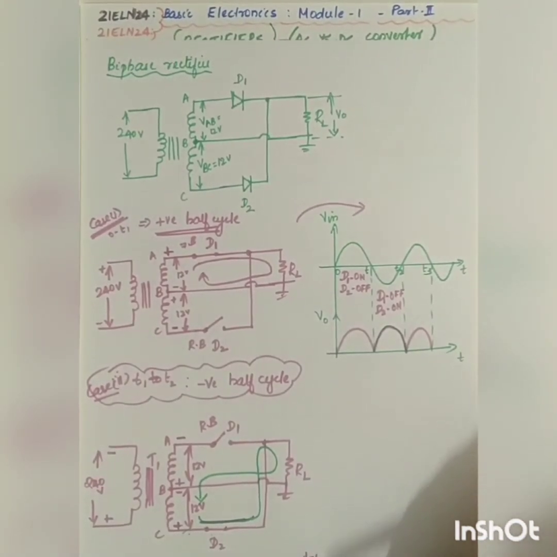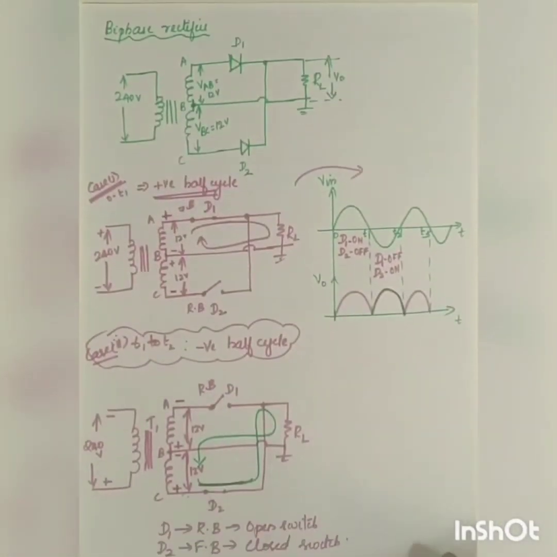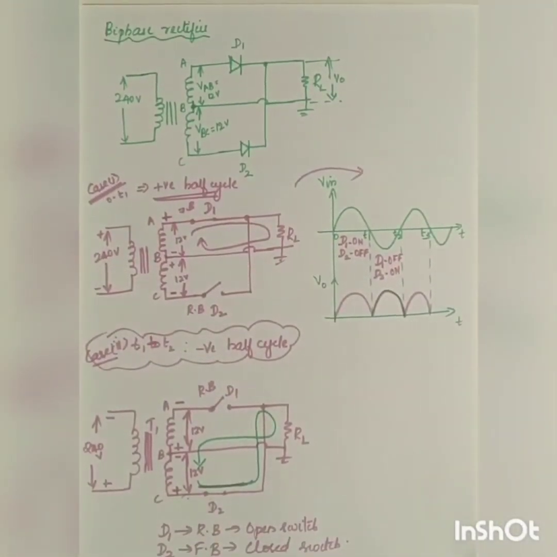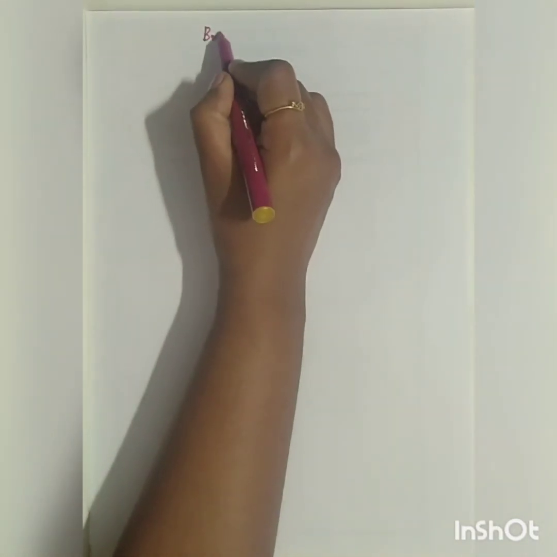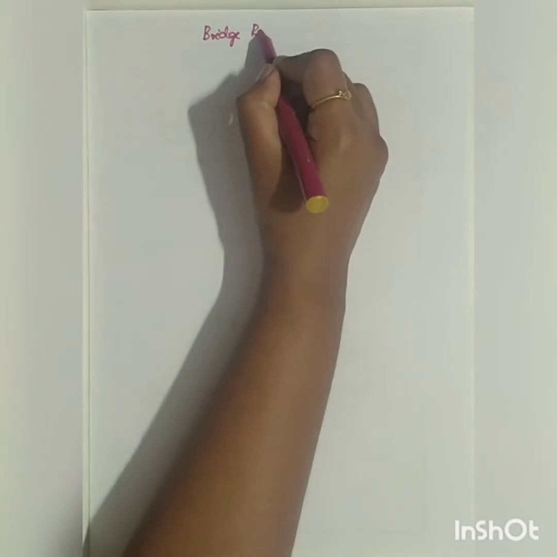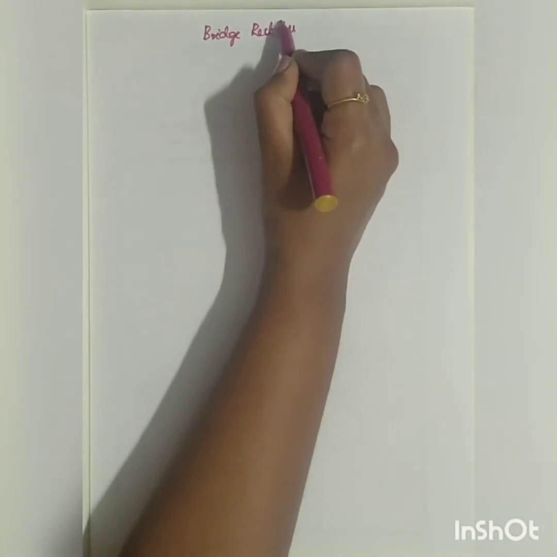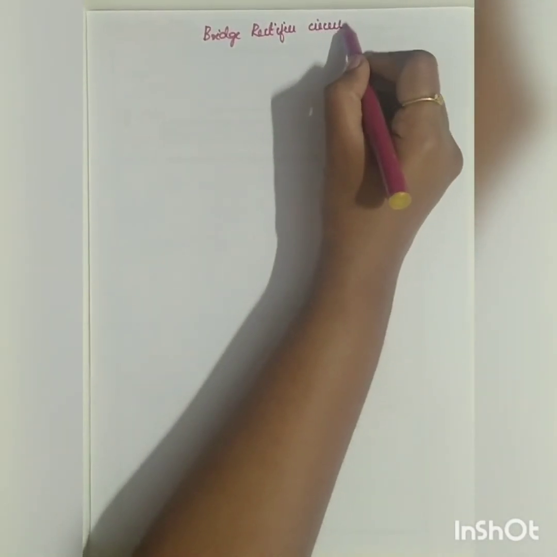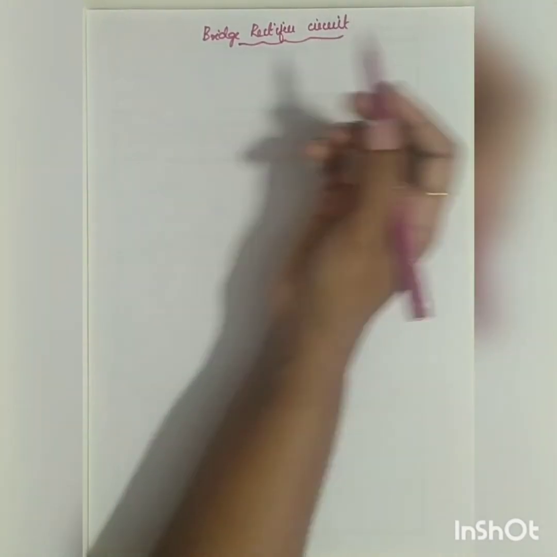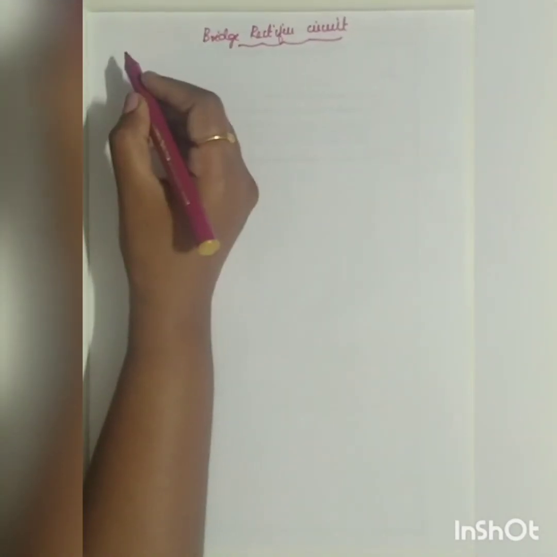Now let's move on to the last type, that is your bridge wave rectifier. Okay. So now let me draw the bridge rectifier circuit. So next is the bridge rectifier circuit, right? Let me draw it again. So here you have the major diagram.